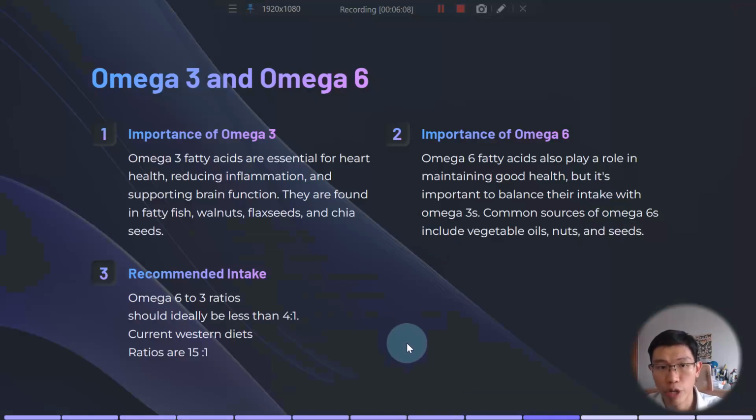A little bit about omega-3 and 6. Omega-3 fatty acids are essential for heart health, in reducing inflammation and supporting brain function. They are found in fatty fish, walnuts, flax seeds, and chia seeds. Omega-6 also plays a role in maintaining good health, but excessive consumption of omega-6, which is currently the trend in a Western-centric diet, is a concern, because it's not just the sheer amounts itself, it works on a ratio basis. Ideal omega-6 to 3 ratio should be less than 4 to 1. However, in current Western and modern diets, the ratios are much higher, 15 to 1, and this induces inflammation in the body.